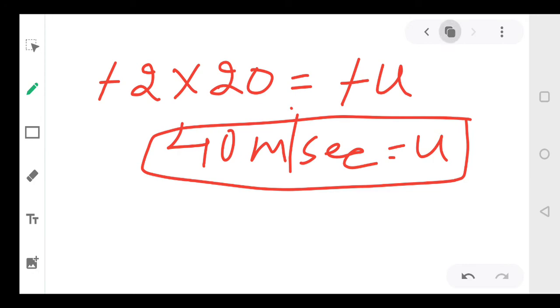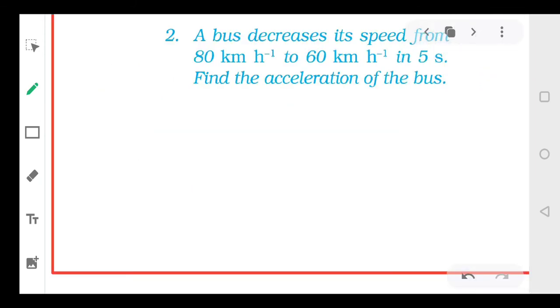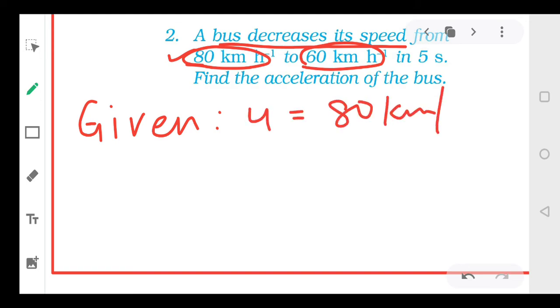Let's try another question. I have another question for you. Try this question. I'm giving you a few seconds. Hurry up, everyone. Just write down what is given to you. Now tell me what is given. A bus decreases its speed. First its speed is 80 kilometers per hour, now its speed is 60 kilometers per hour. So the first speed means starting speed, so u is equal to 80 kilometers per hour, isn't it?